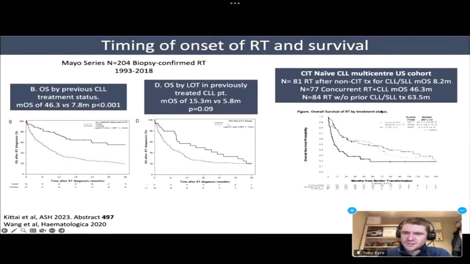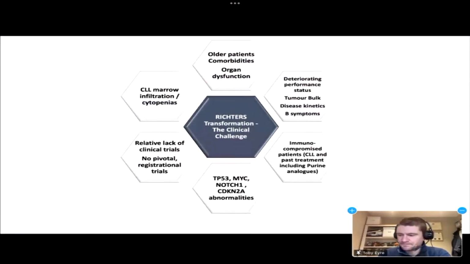Something similar has been shown from data at ASH. These are patients in the novel agent era, where they looked to see whether they've had prior treatment for the CLL, and then also transformation: concurrent diagnosis, or a prior diagnosis but no prior treatment. You can see here this substantial difference again being seen. So the context of diagnosis is really important.